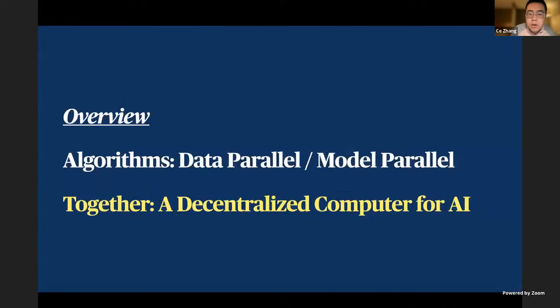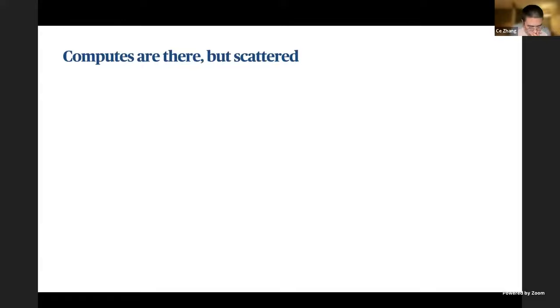For the last part of my talk, I will talk a little bit about the thing called Together that we are building, inspired by the results that we talked about, but also inspired by so many different efforts by the community doing similar things. The high-level intuition is that we all complain we don't have compute, but if you think about it, we actually have compute. It is just scattered around the world.